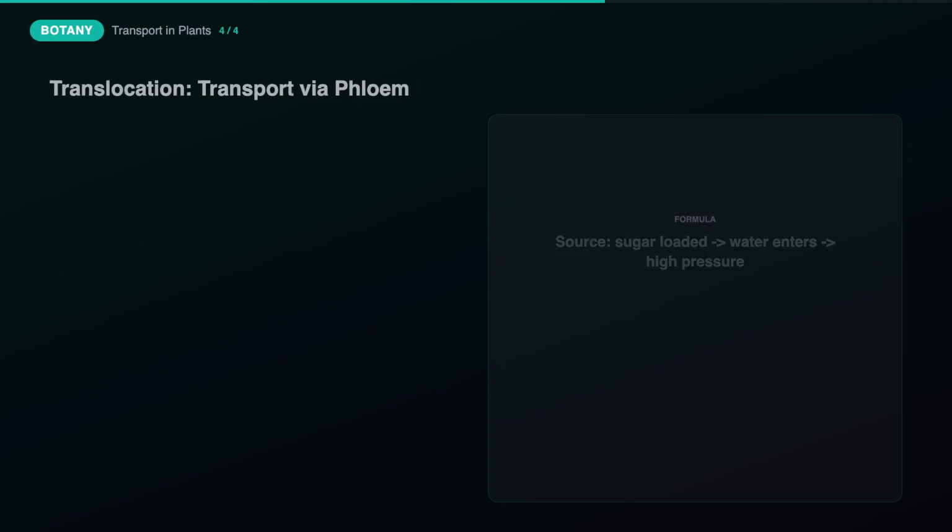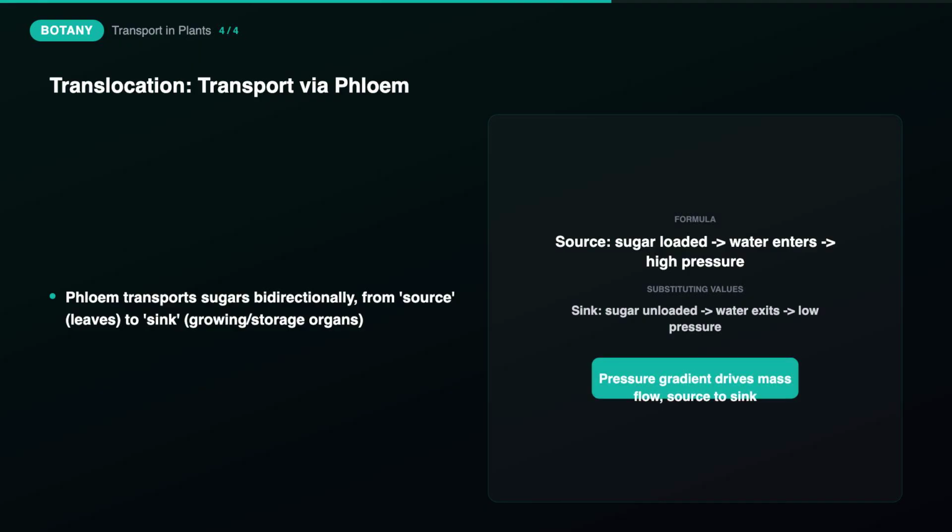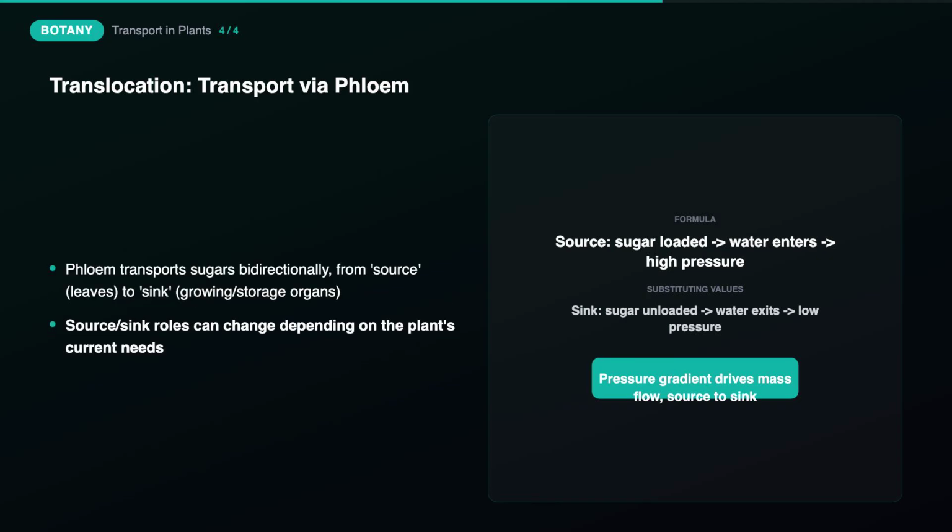Translocation. While xylem transports water and minerals unidirectionally upward, phloem transports the organic products of photosynthesis, mainly sucrose, bidirectionally from a source, typically mature, photosynthesizing leaves, to a sink, any region actively consuming or storing food, like growing roots, developing fruits, or storage organs, and importantly, which organ acts as a source versus a sink can actually change over the course of a plant's life depending on its current metabolic needs. The translocation process is explained by the pressure flow, or mass flow, hypothesis.